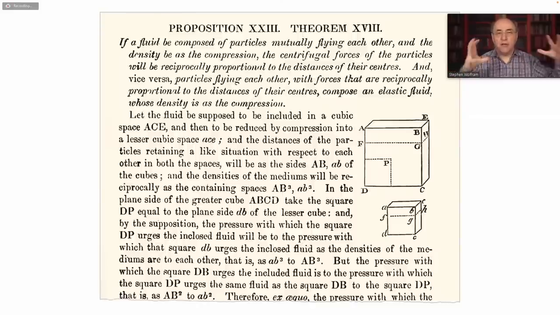So in other words, if the thing is made of individual atoms, and the atoms are locked in place, but they're pushing away from each other with a 1 over r force law, maybe they're being pulled together by gravity with a 1 over r squared force law. But in that case, the thing will satisfy a kind of Boyle's law-like relationship for pressure and volume.